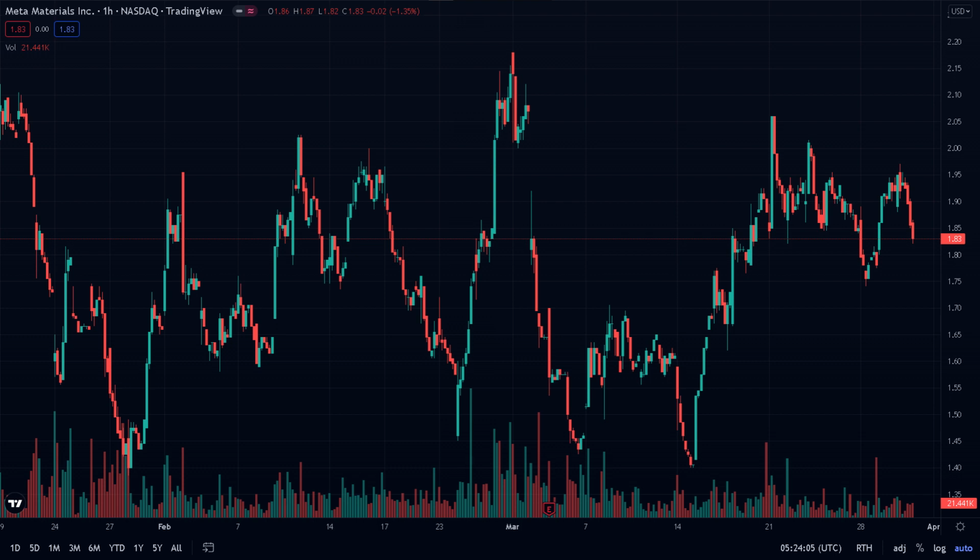Now, let's also take a look at the short interest present in the stock, which is the amount of positions aiming to profit if the share price falls lower.